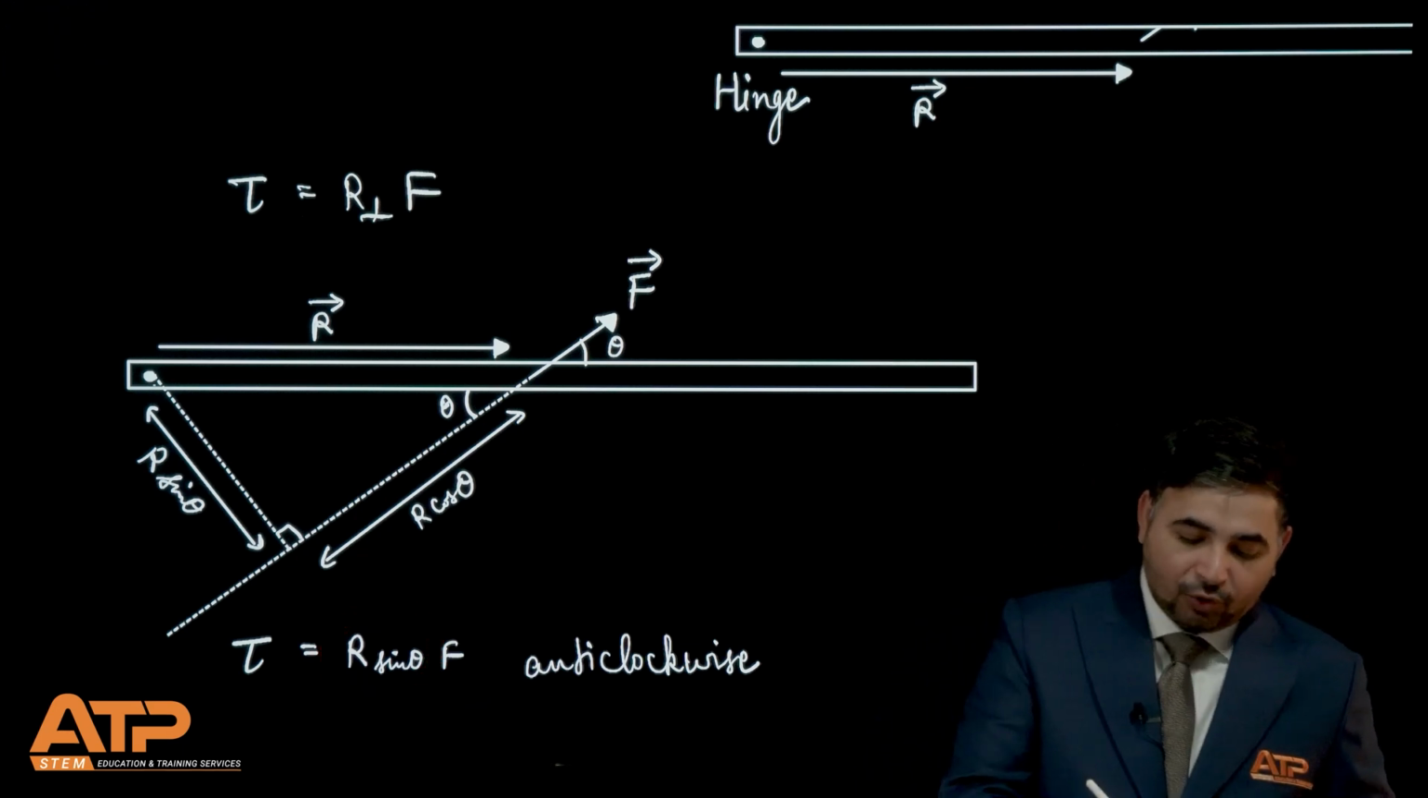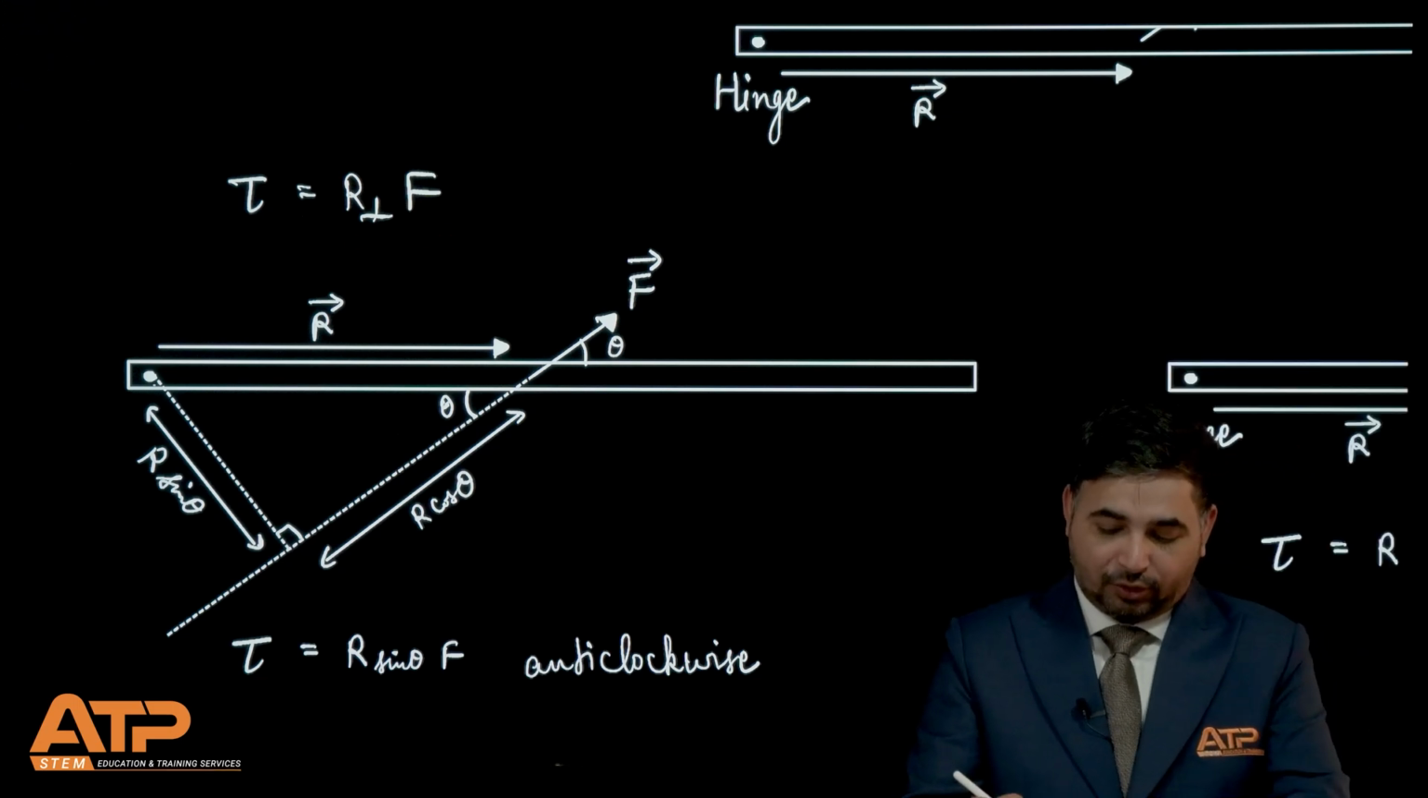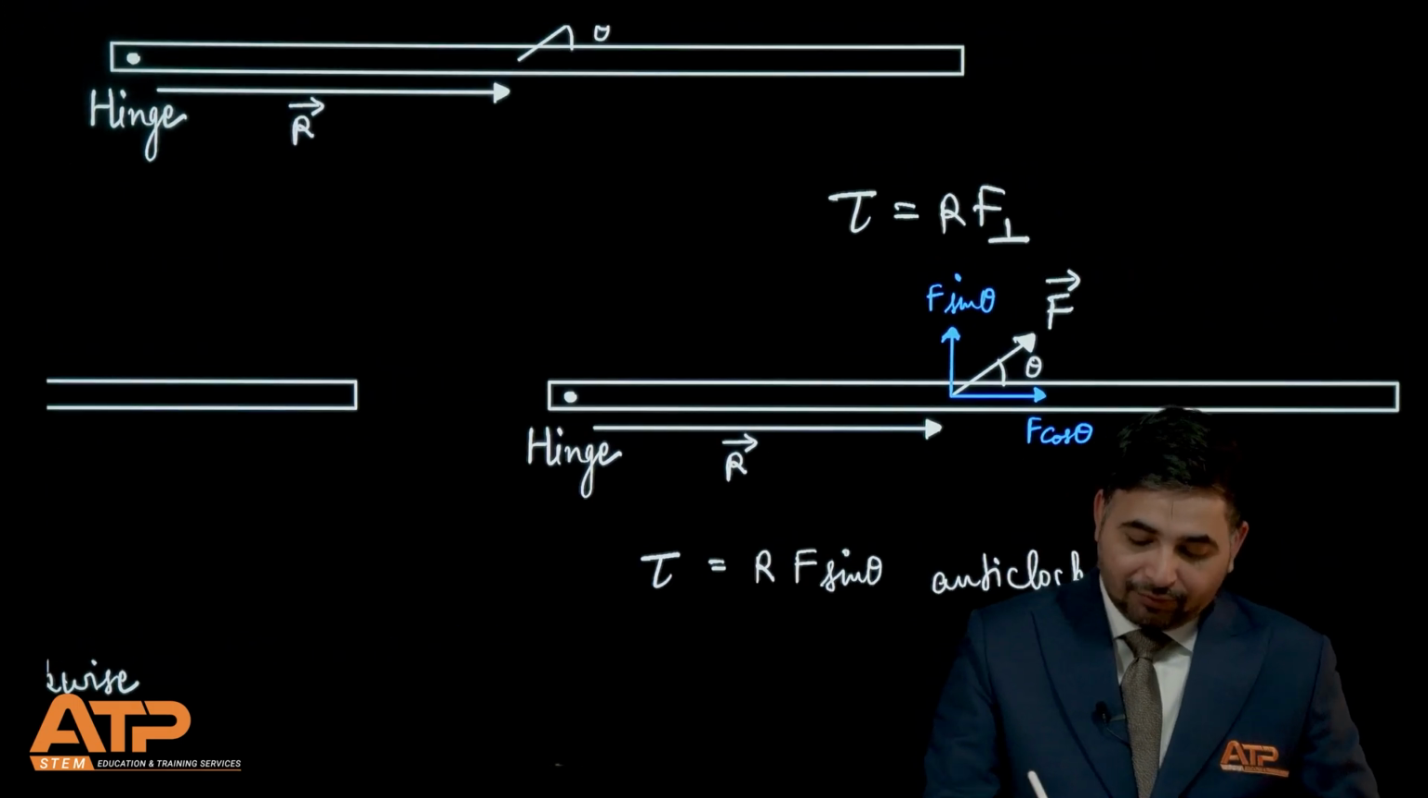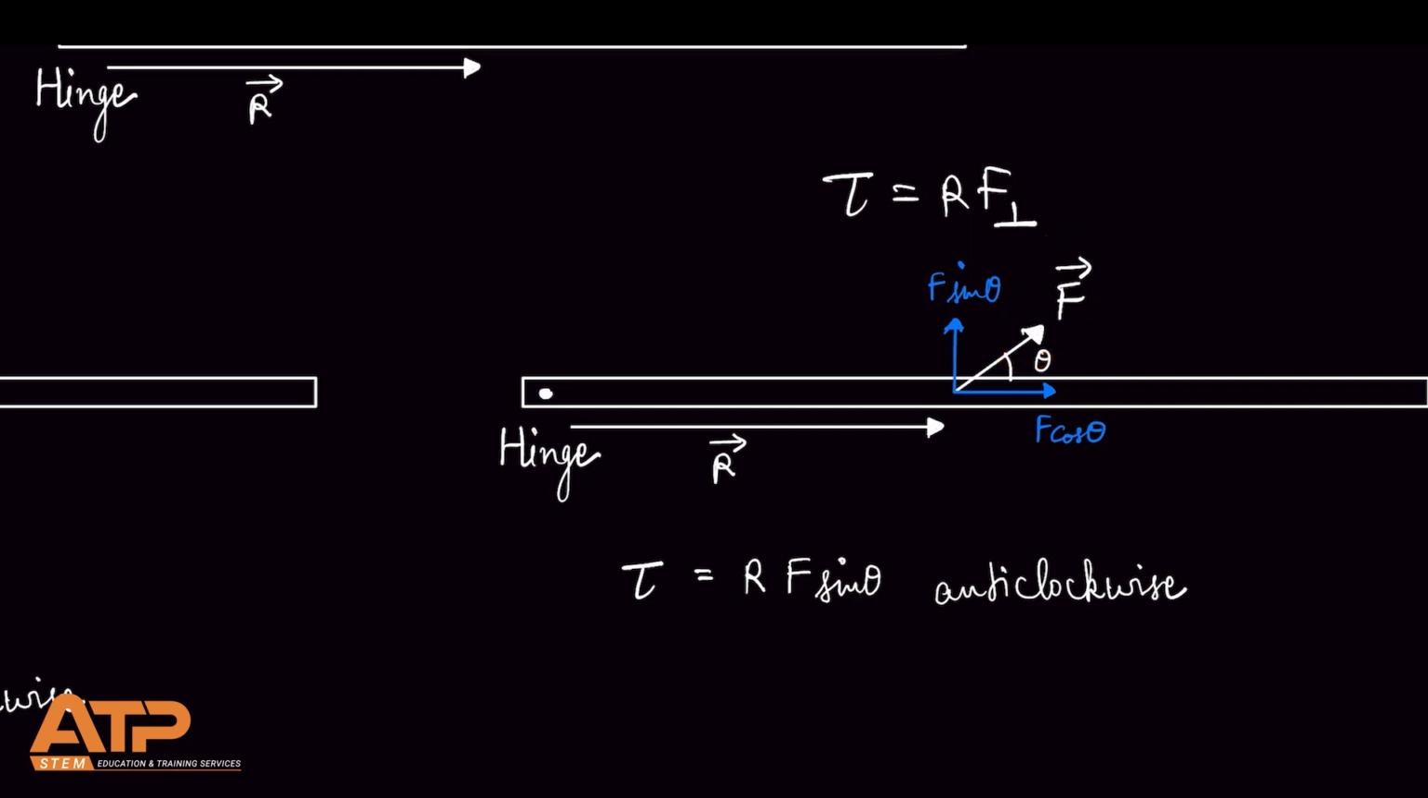Okay. How do we use R into F perpendicular? To do that, we need to resolve the force vector. So when the force is this way, it has a component F cos theta adjacent and the opposite component is F sin theta.